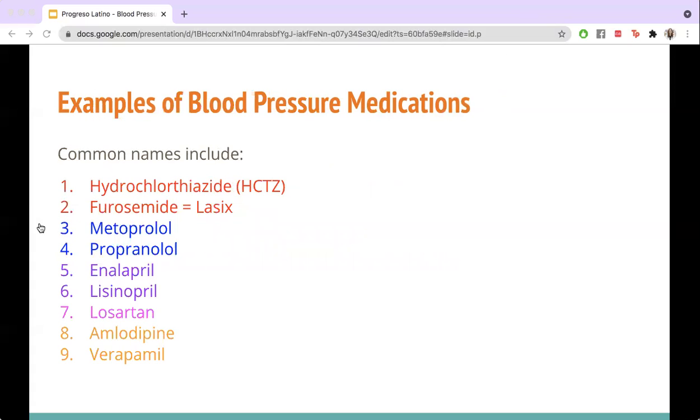And here's a list of some common blood pressure medications. You definitely don't need to memorize these, but I wanted to put some of the most commonly prescribed blood pressure medications on this slide, and I've color-coded them based on how they work. So for example, hydrochlorothiazide or HCTZ and furosemide, which is also known as Lasix, both work in the same way because I colored them both red here. And same goes for some of the other medications that will share the same color on the slide.